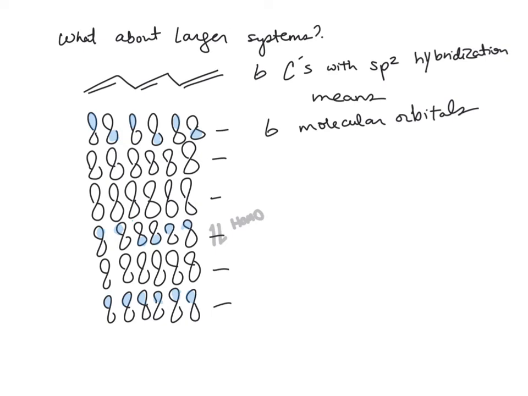And that HOMO has 2 nodes. And that logic works. The molecular orbital below that has 1 node. The molecular orbital above it has 3 nodes.